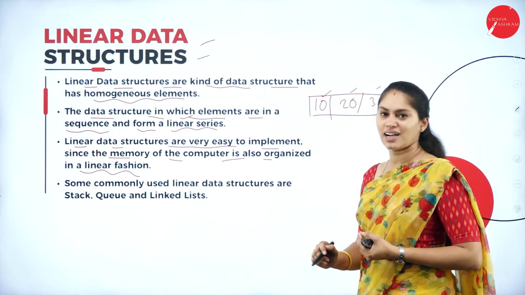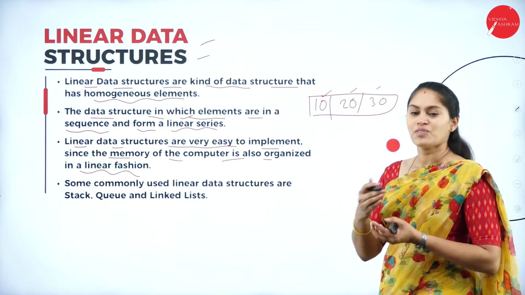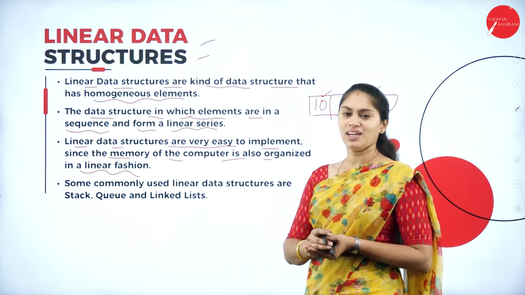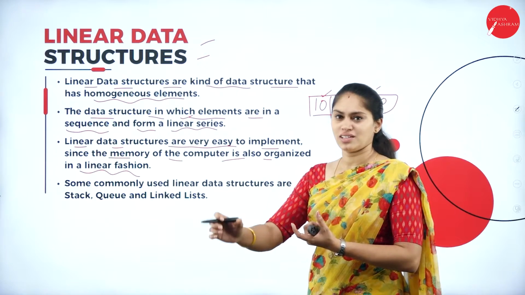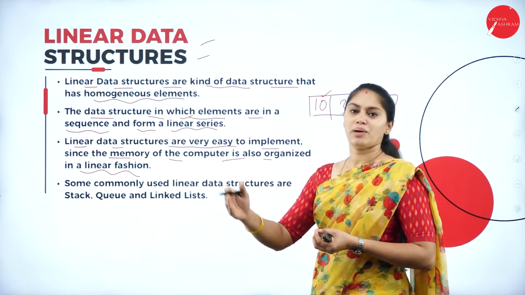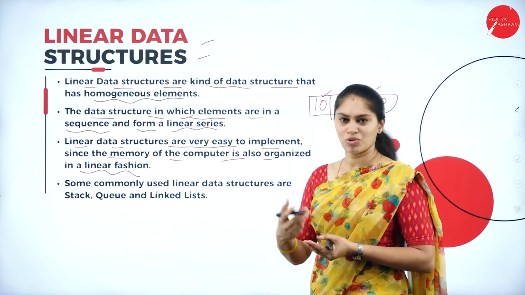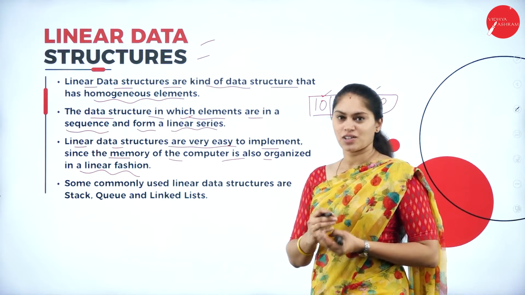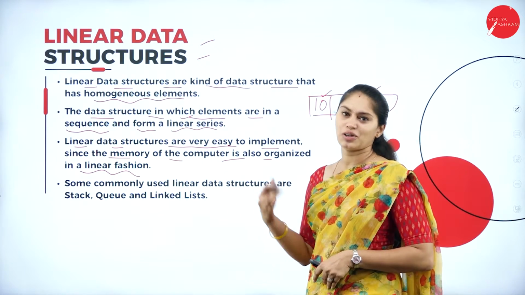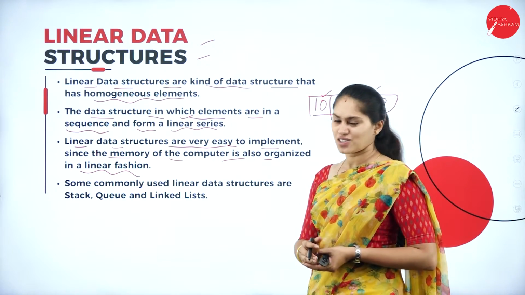Why will it be considered easy to implement? If you consider the computer memory, there also we have a linear data structure. That means 1001, 1003, 1005. That is the memory allocation of computer memory. So that also follows this linear data structure, so it will be easy to implement this linear data structure method.